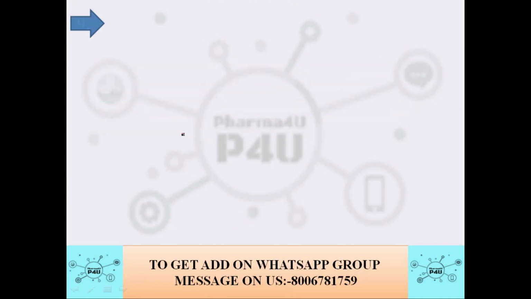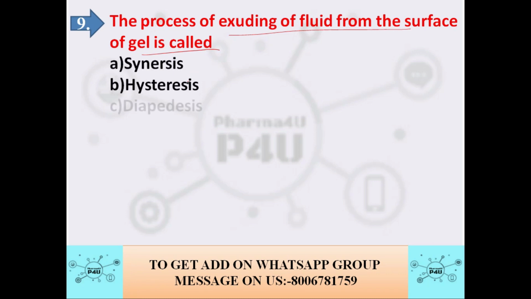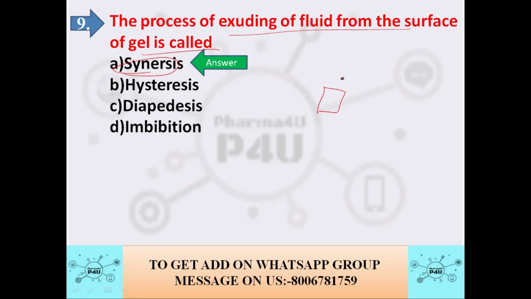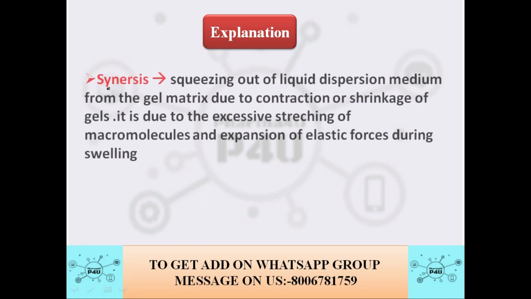So students, next question is: the process of exuding of fluid from the surface of gel is called? Options are option A, syneresis; option B, hysteresis; option C, diapedesis; option D, imbibition. The correct answer is syneresis. It's called the syneresis process, when fluid separates out from the gel. Here we have a simple explanation of what syneresis actually is.